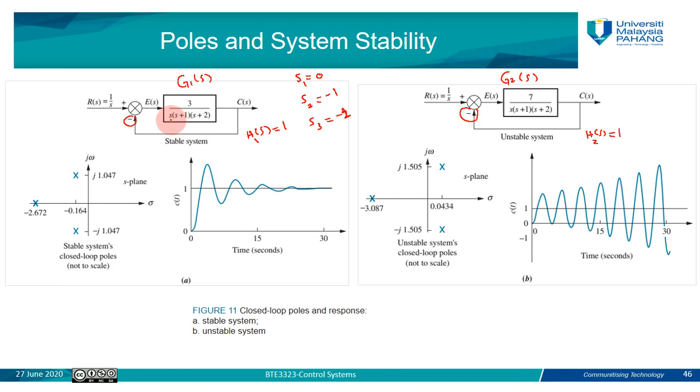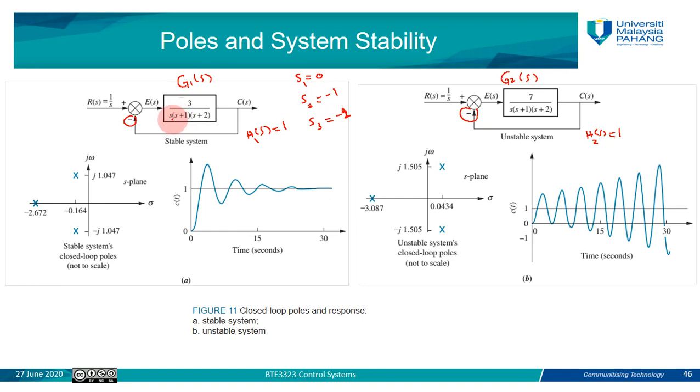Okay, this is s equal to 0, s equal to -1. This is the pole. Poles mean the values which make the denominator of the transfer function equal to 0, so the transfer function becomes infinity. If this one is 0, then 3 over 0 will be infinity. So the poles are the roots which make your characteristic equation equal to 0. If the denominator equals 0, then the overall transfer function equals infinity.